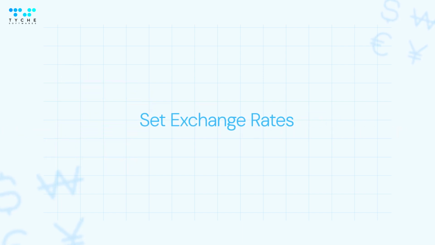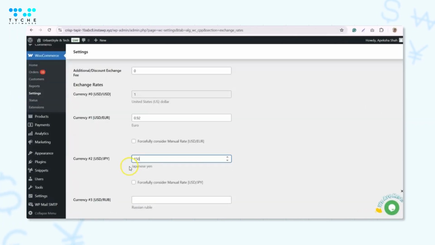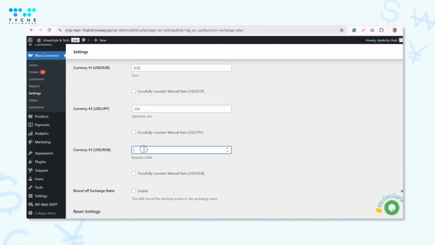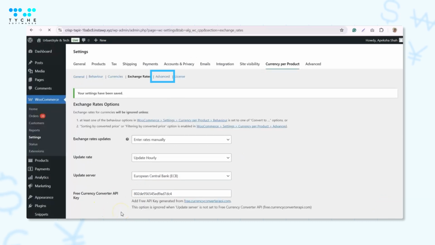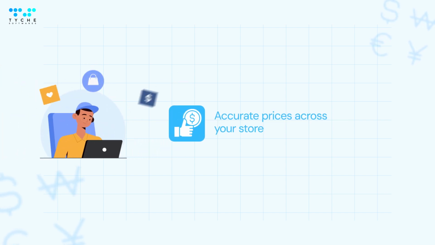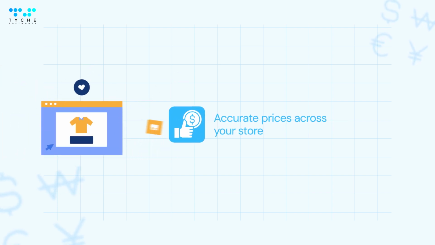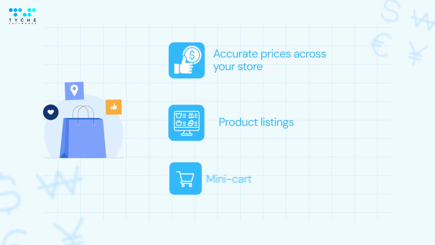Keep your prices precise with easy-to-manage exchange rates, manually for full control or automatically for convenience. Set how exchange rates are managed. Explore the Advanced tab for options that make a difference. The Advanced tab offers powerful extras. These extra options ensure your store displays accurate prices everywhere, from product listings to the mini cart.